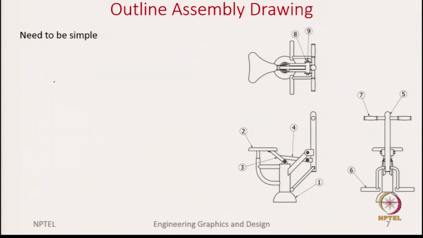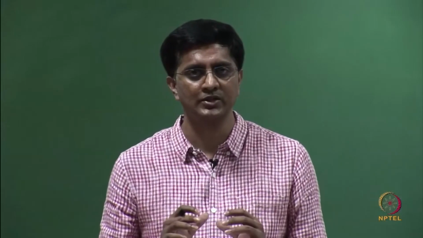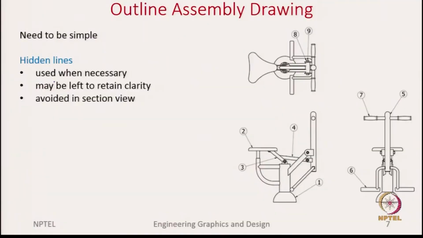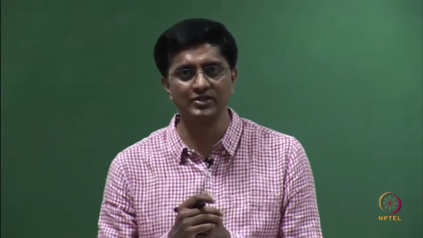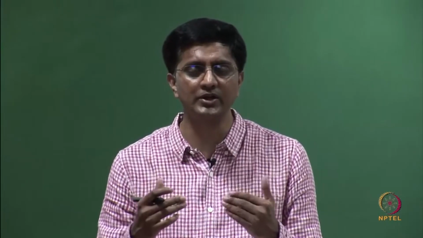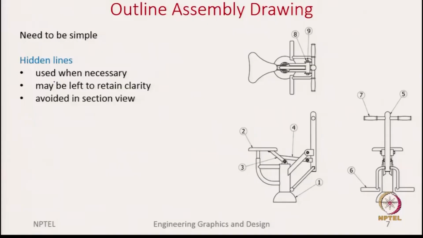And whenever we make these assembly drawings, we need to make sure that the drawing is simple and we do not make it complex. So, how do we do this? By following a few practices. One, for hidden lines. We can use hidden lines when it is necessary, but they can also be avoided, especially in section drawings, because in a section drawing you already have those hatchings to show the different parts. So, we do not want to complicate the drawing by including these hidden lines.